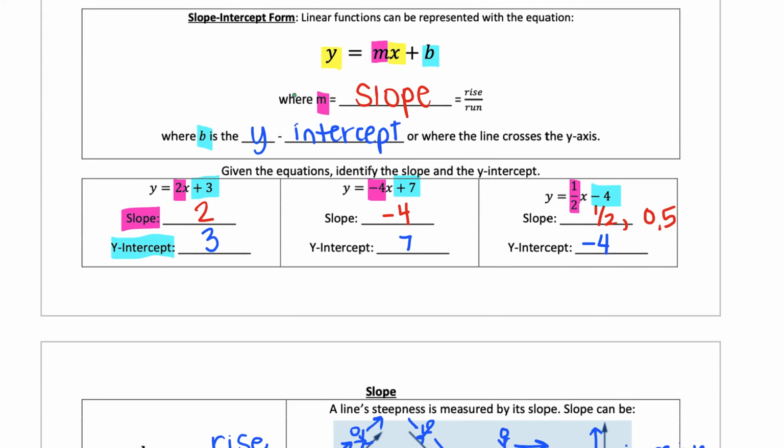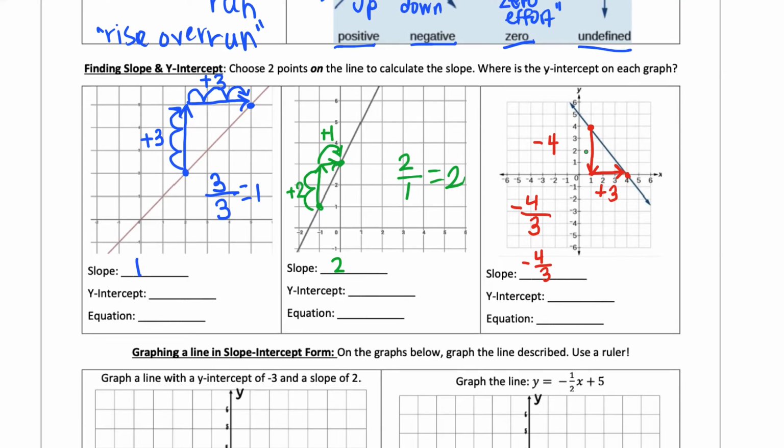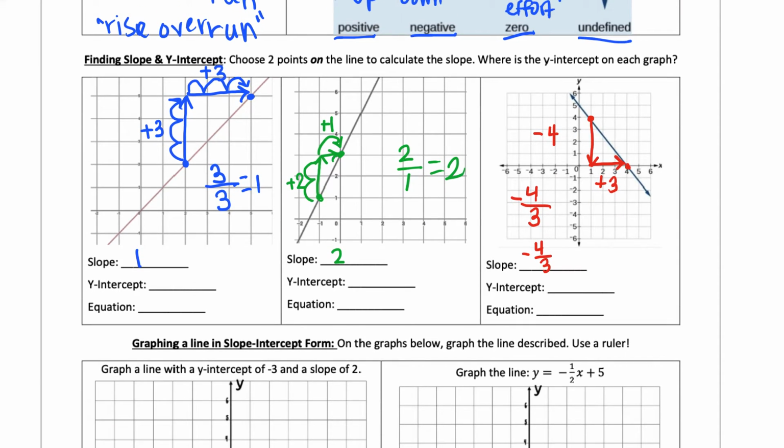So now that we've looked at our slope, the other part of our y equals mx plus b formula was our b value that we defined as our y-intercept. It's where the line will cross the y-axis. So we want to look at our graph at the y-axis specifically and see what number it is crossing.